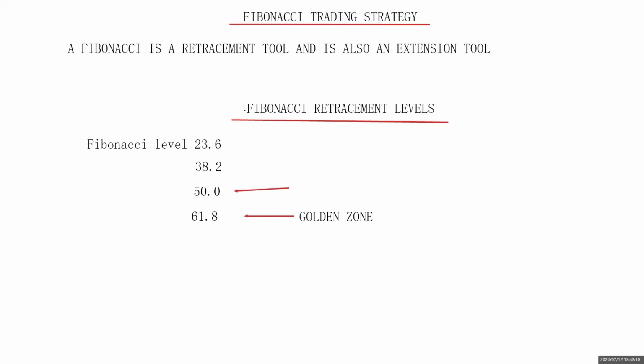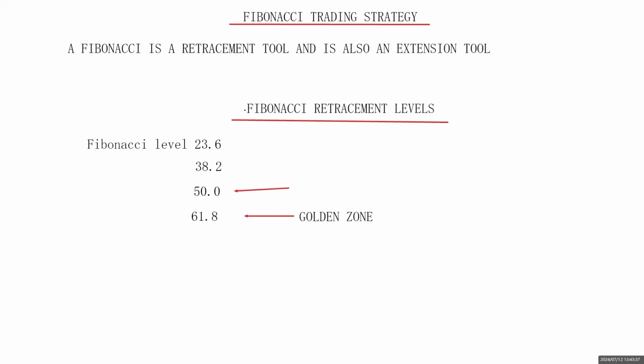But if you are trading a retracement and there are not multiple areas of support or resistance around the 50.0, then this means you can extend your trade to the golden zone at the 61.8 Fibonacci retracement level. Okay, so these things are very important. While the 38.2 and the 23.6 are not as significant and they are not key reversal areas. Okay, these are not the key levels of the Fibonacci retracement.